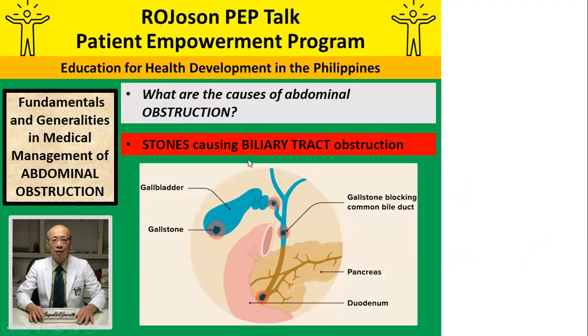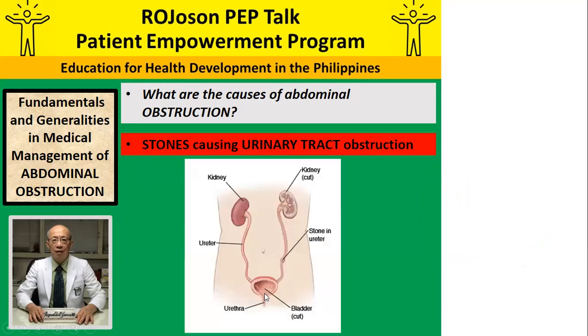Stones. This time, stones causing biliary tract obstruction. You have the stone here, stone there, or anywhere in this whole length of the common bile duct. Stones causing urinary tract obstruction. You can have stones in the ureter, the most common, causing obstruction.